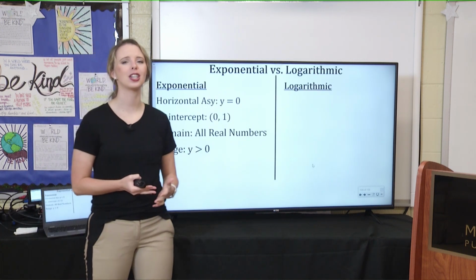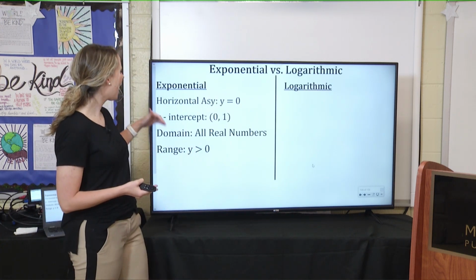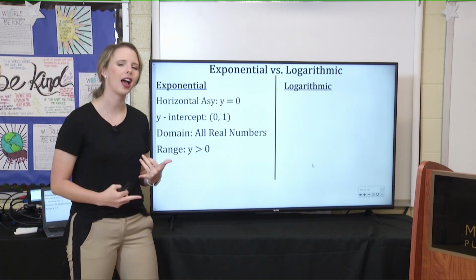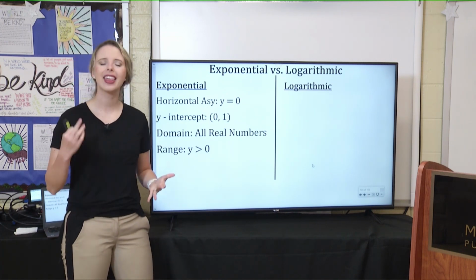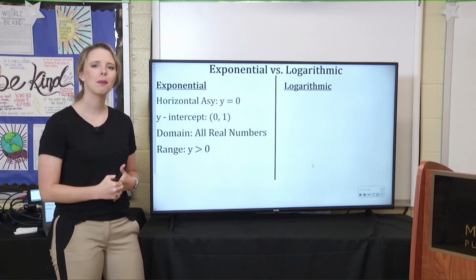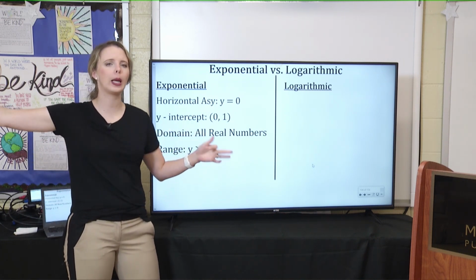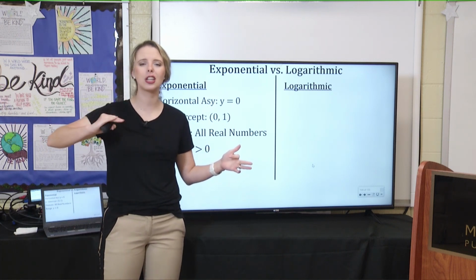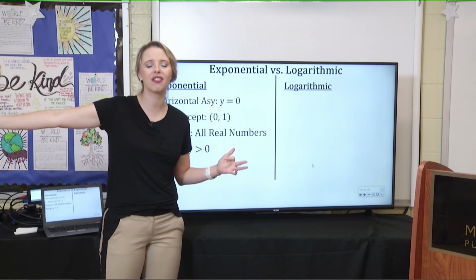Let's compare exponential versus logarithmic functions. Exponential functions, we know that the horizontal asymptote is y equals 0, that it has a y-intercept at 1, that the domain is all real numbers because we could plug in any number of x, right? Last week we talked about plugging in all the way down to -infinity.